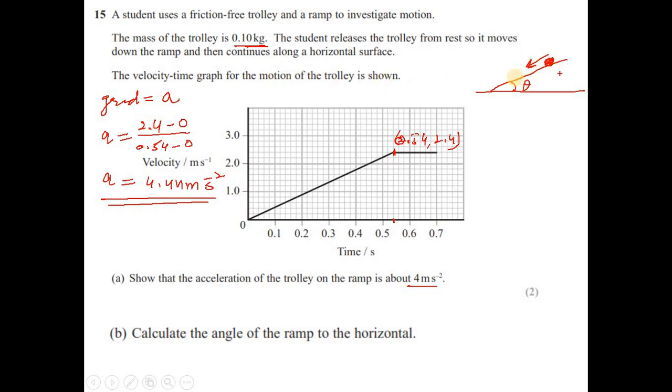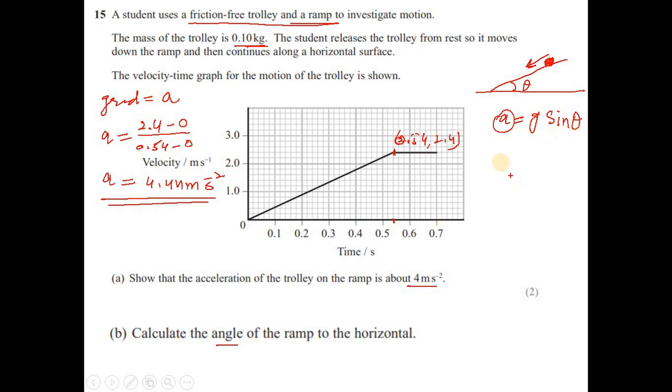if this is frictionless, see, they are saying that friction free trolley and a ramp, that means when a particle is sliding down a frictionless ramp, then the acceleration of this particle is a equal to g sine theta. That's how we find the acceleration. And in part B, they are saying find the angle. We have found the acceleration. We can use this relation to find the angle.